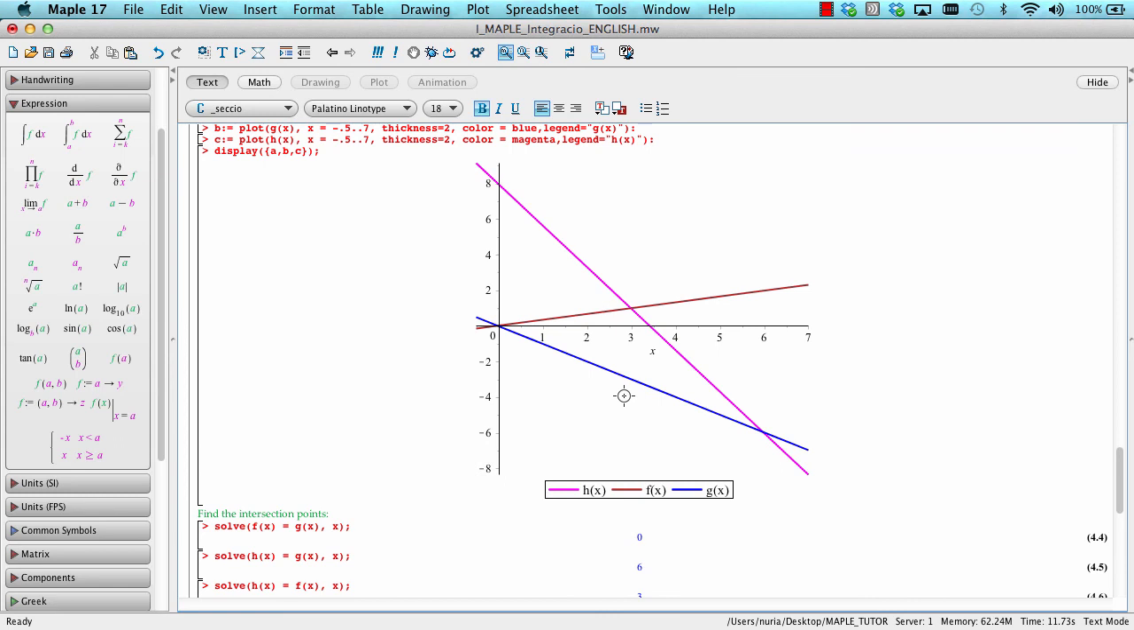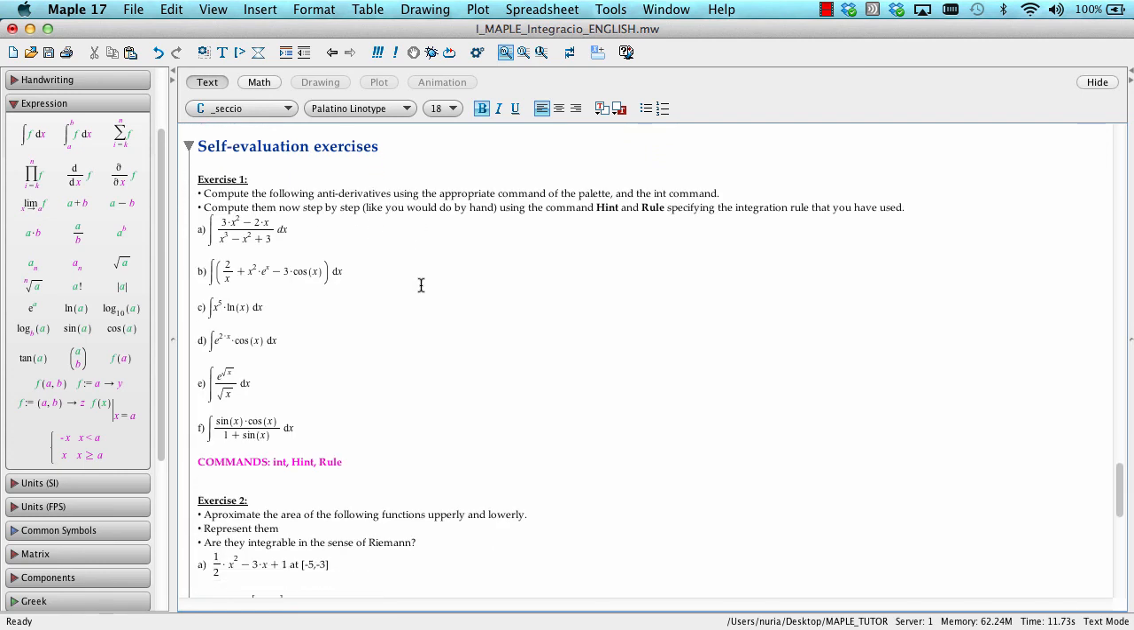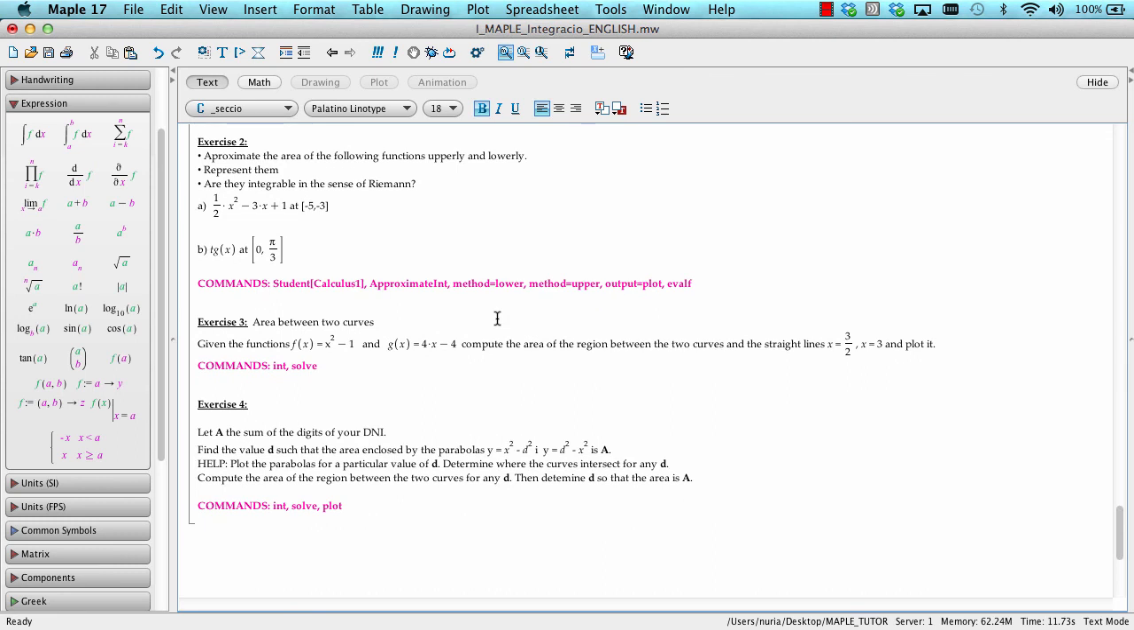Okay, so just to end up, remember that in all the tutorials you have the self-evaluation exercises which you should try. Here you have the computation of some antiderivatives using the palette directly and using the hint command to see all the steps. And then here you have 3 more exercises of computing areas that you should try to see what the value is. So with these exercises we are done, so the session is completed.